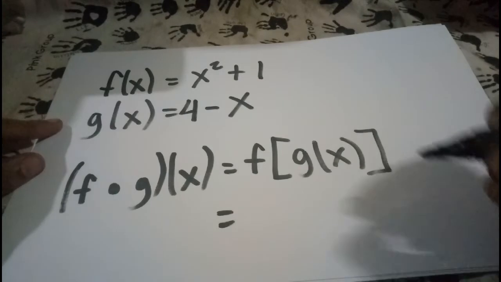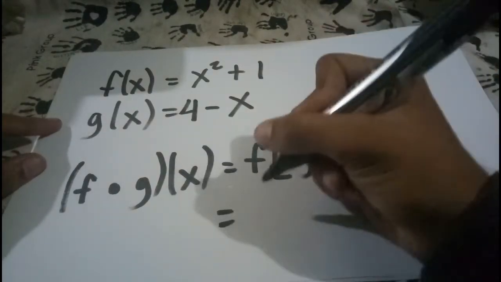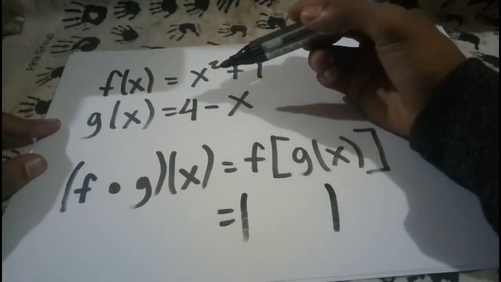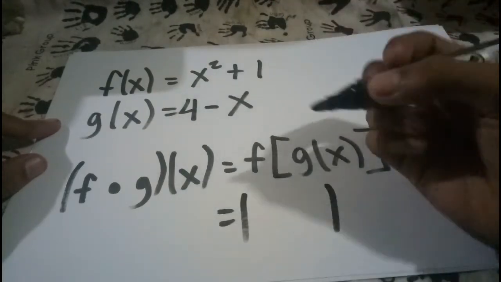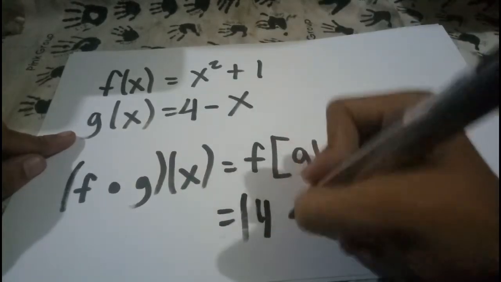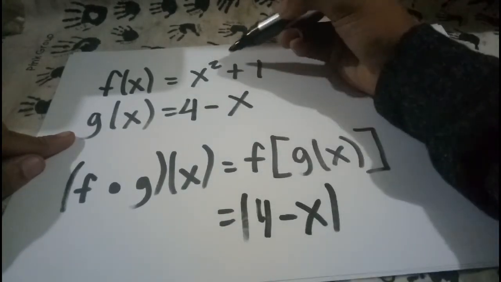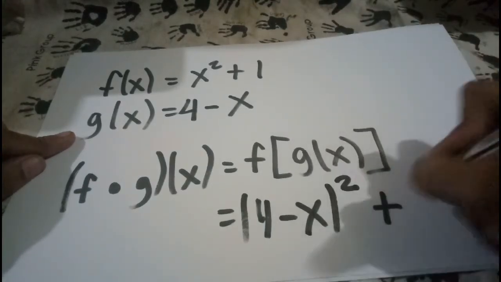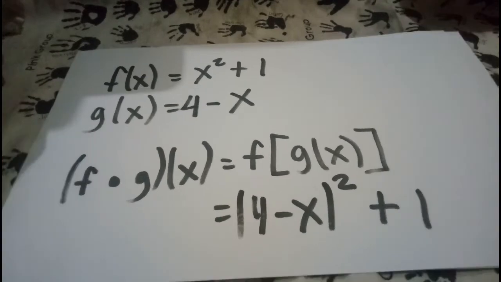Now, the f, let's put it here. The x in the f will be substituted with the g of x. The g of x is 4 minus x. We have the squared there, so we're gonna put it here, and the plus 1. We are going to FOIL it, and it will become like this.